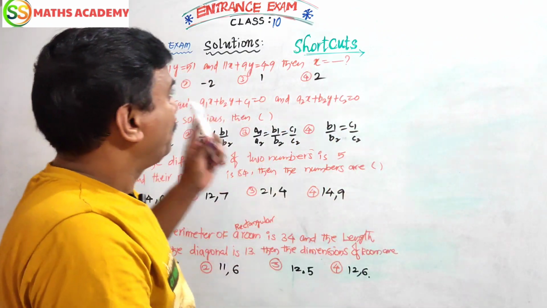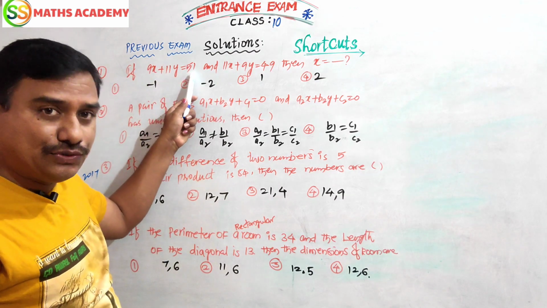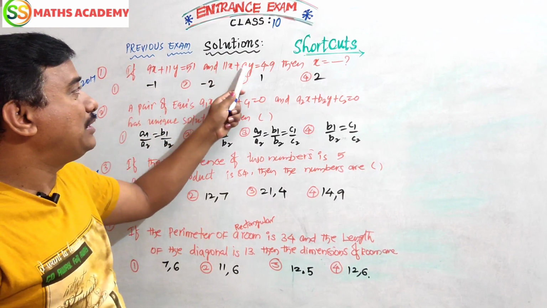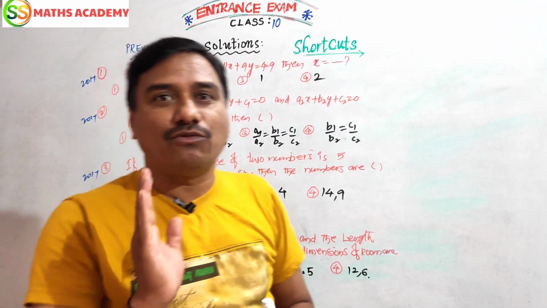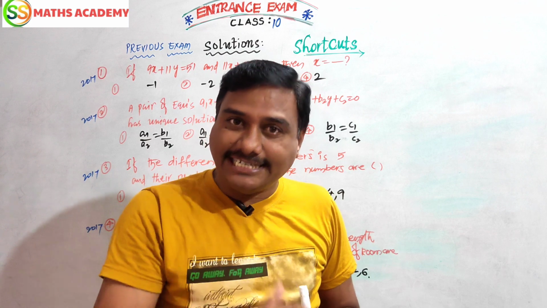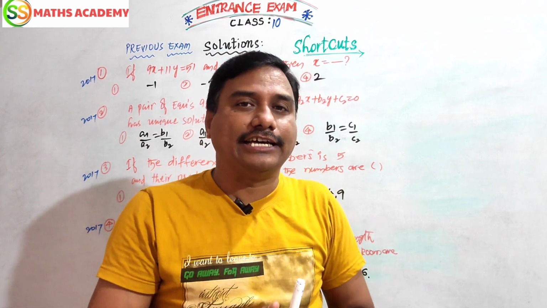Let us see. The question is: if 9x plus 11y equals 51 and 11x plus 9y equals 49, then x equals what? Before going to solve this question, I want to ask one question. You comment it. Just we have to interact with this class, then it is feeling like an offline class.